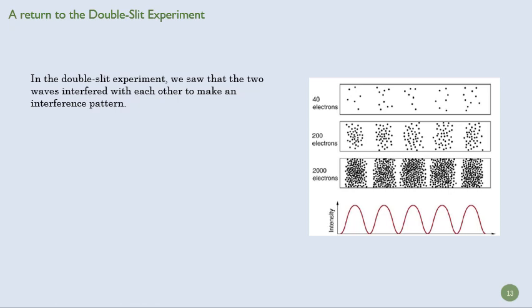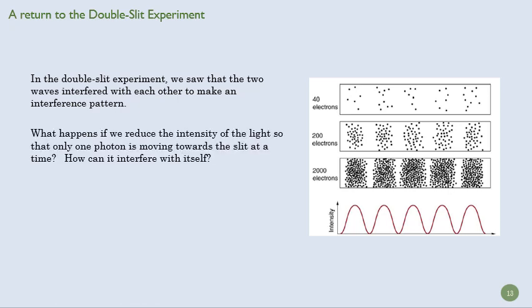And in the double slit experiment, we saw when you shine coherent light through a diffraction grating, you got an interference pattern. Okay. What if we reduce the intensity of the light so only one photon is moving towards the slit at a time? So what happens if, instead of shining a bright light and getting the diffraction pattern, we throw a photon at a diffraction pattern, and then another photon and another photon, or in this case, an electron?